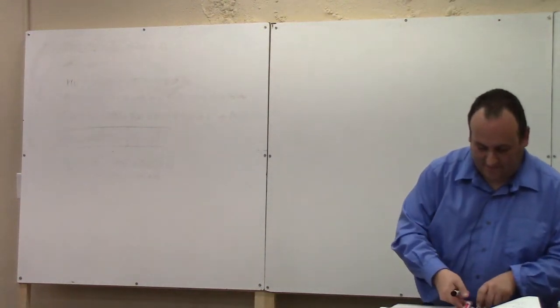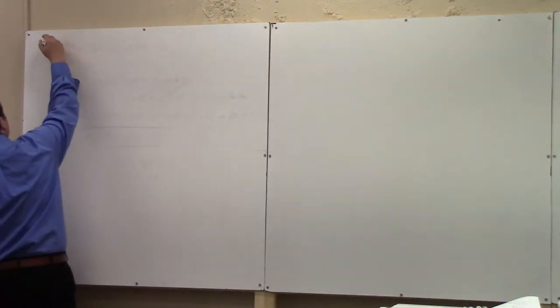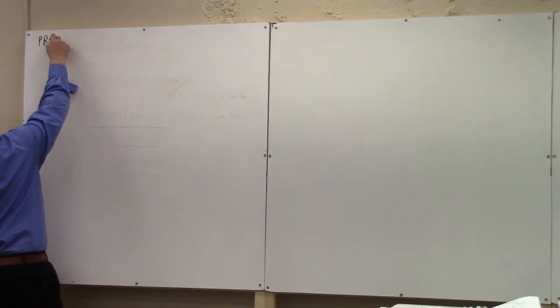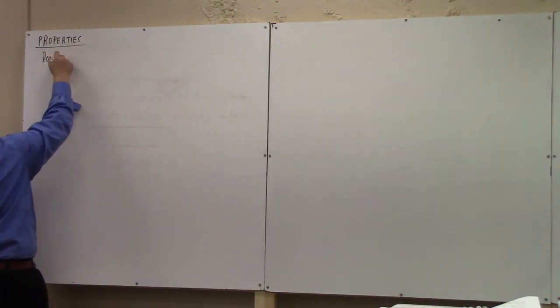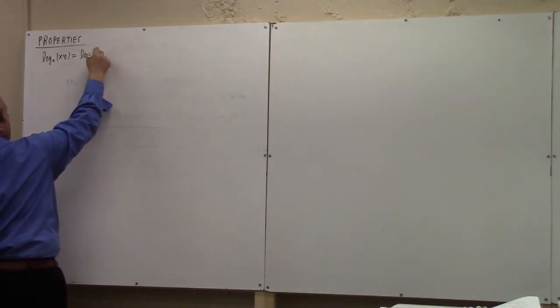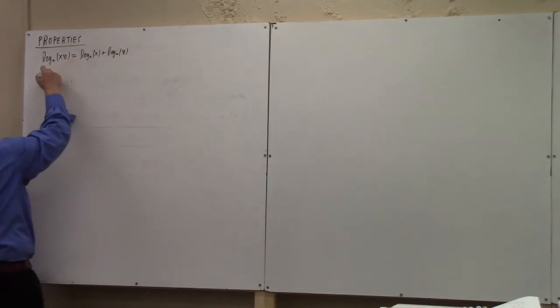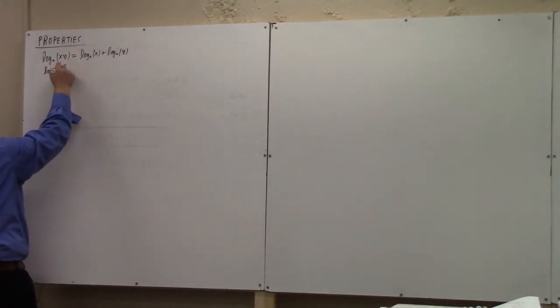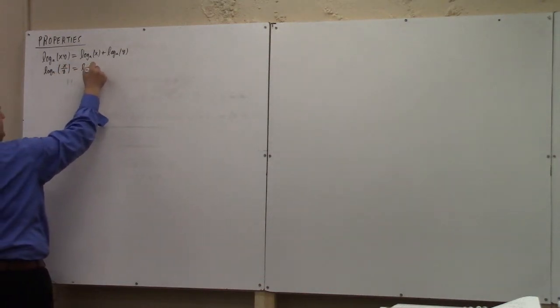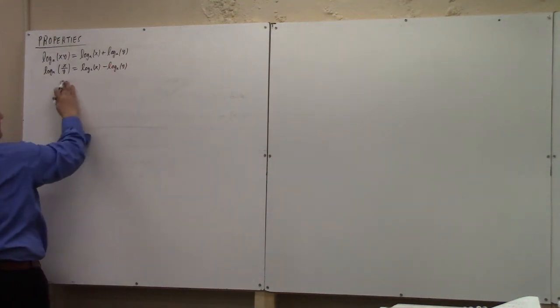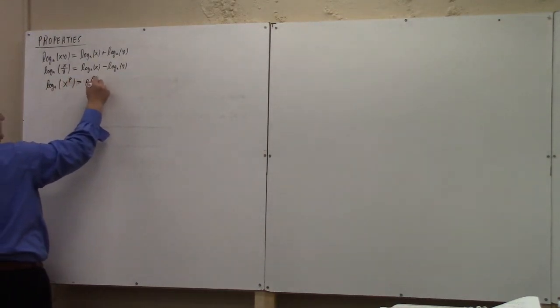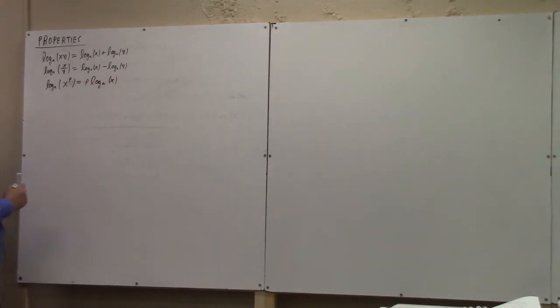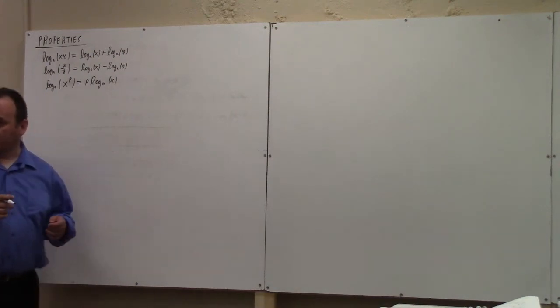All right, so properties of logs. Let's review. Log base a of xy is log base a of x plus log base a of y. Log base a of x over y is log base a of x minus log base a of y. Log base a of x to the power p is p times log base a of x. So those are your laws of logarithms, right?